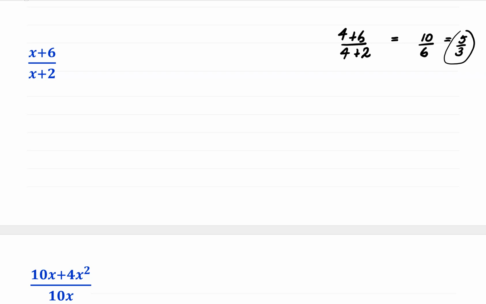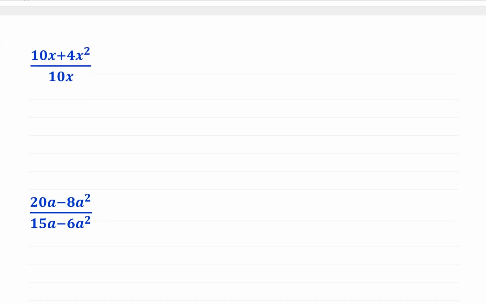Okay, if you can pull out a common factor, absolutely, go for your life. But for this one, well, that's just it. You cannot cancel anymore. That's done and dusted. It's as low as you can go. It's already in its simplified form. Okay, now we have a look at this one.